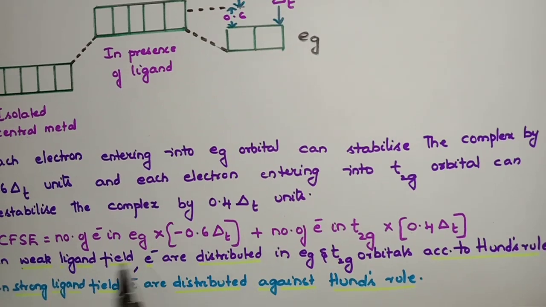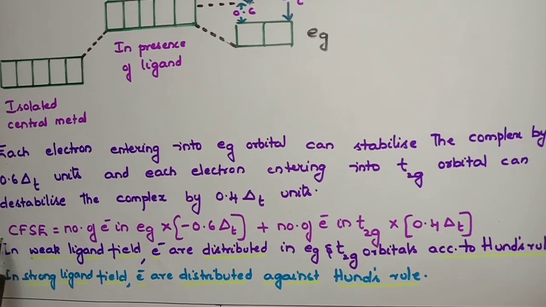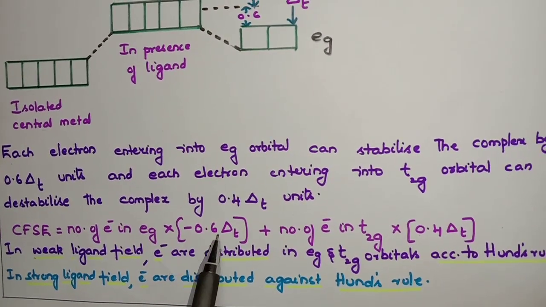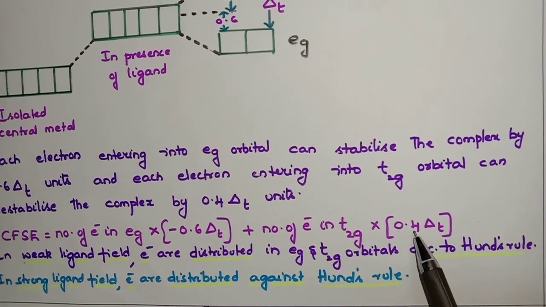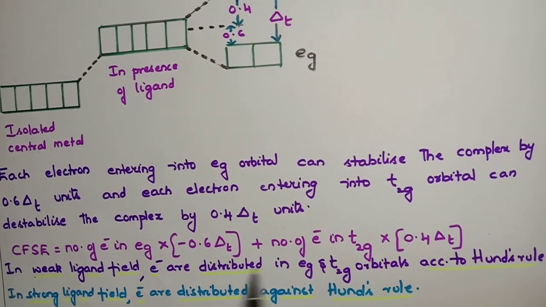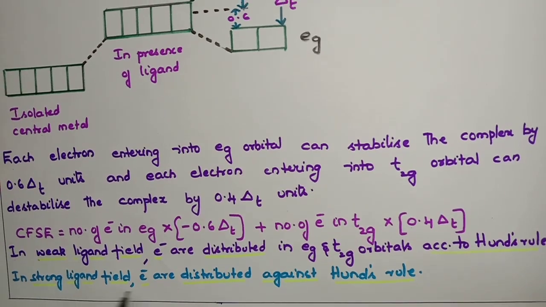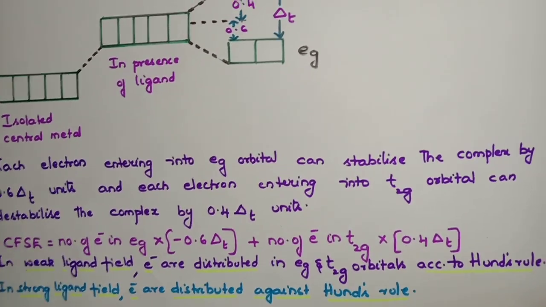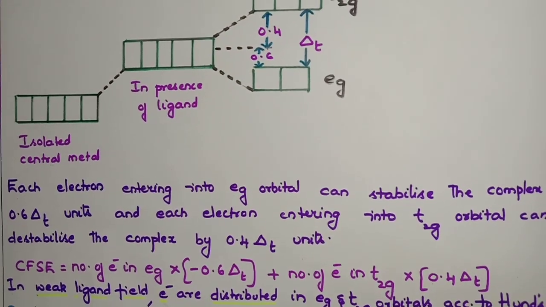0.4 delta T units. So this is the formula we use to calculate CFSE: number of electrons in Eg multiplied by minus 0.6, plus number of electrons in T2g multiplied by 0.4 delta T. In the presence of weak ligands, electrons are distributed according to Hund's rule, and in the presence of strong ligands, electrons are distributed against Hund's rule. So this is all about splitting of d orbitals in tetrahedral complexes.